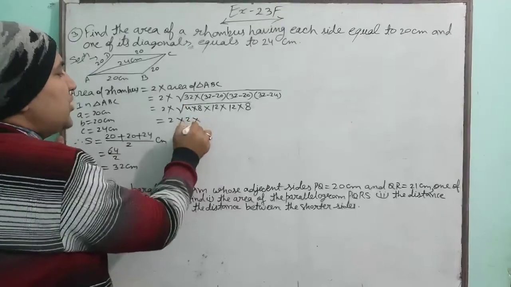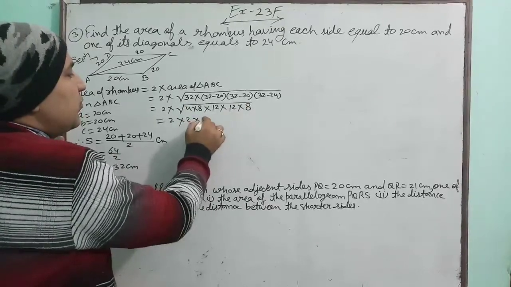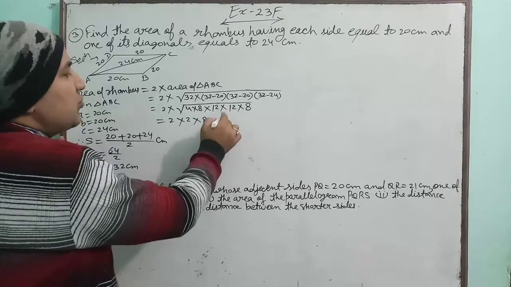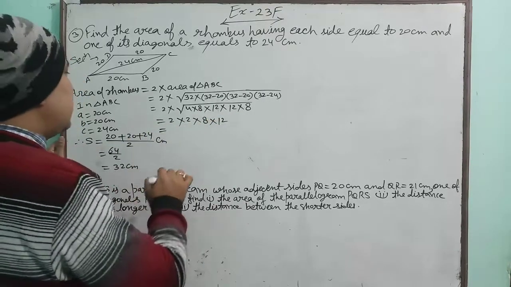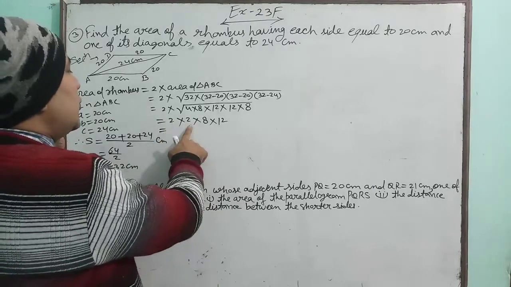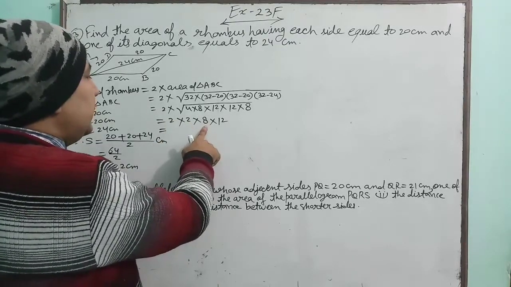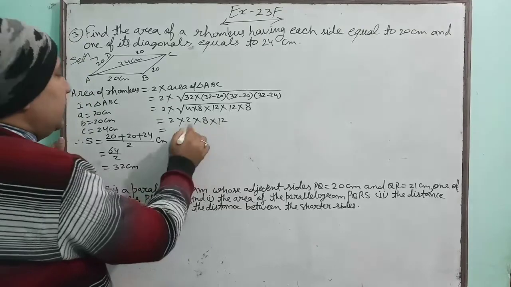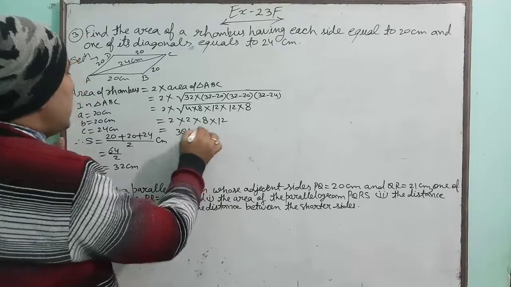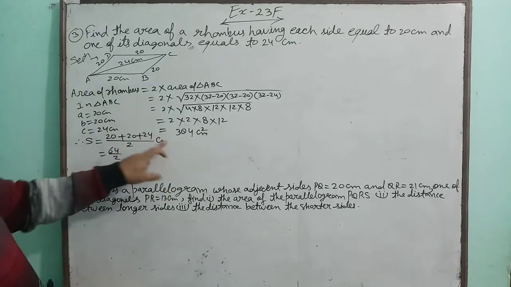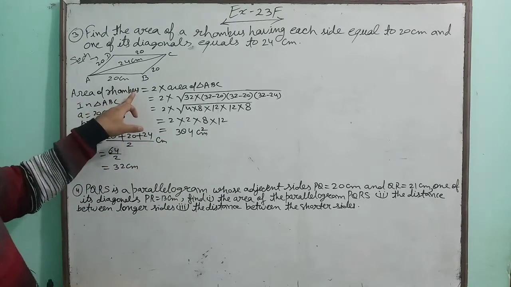Square root of 4 is 2, 8 are in pair, so we will take 1 out. 12 is also in pair, so 12 will also be taken out. Now multiply all these and get your answer. 2 2s are 4, 4 8s are 32. 32 into 12. 384 centimeter square. This is the area of rhombus.